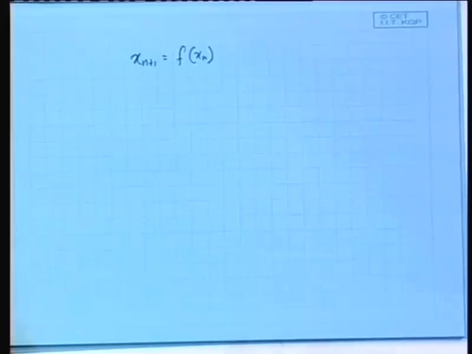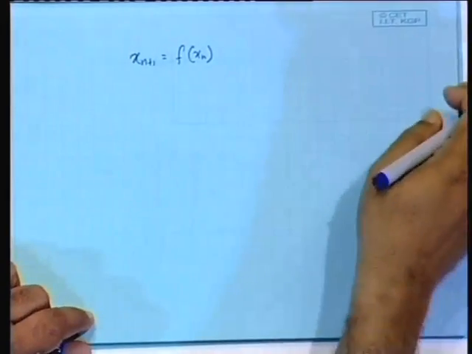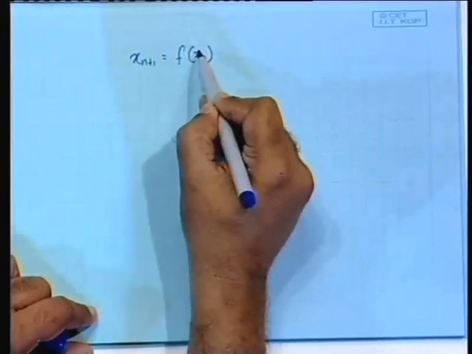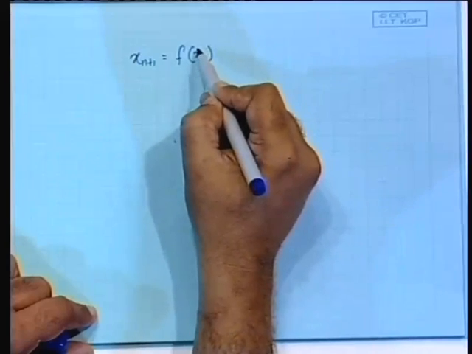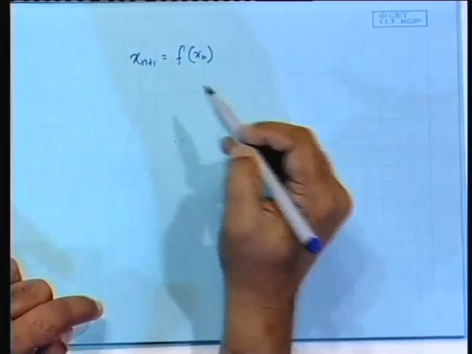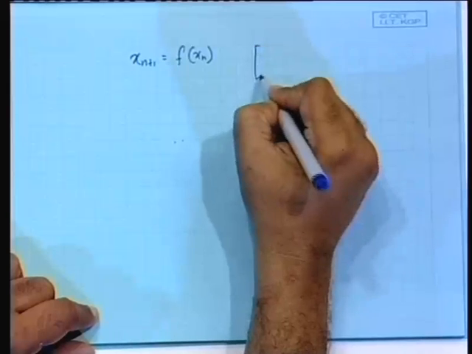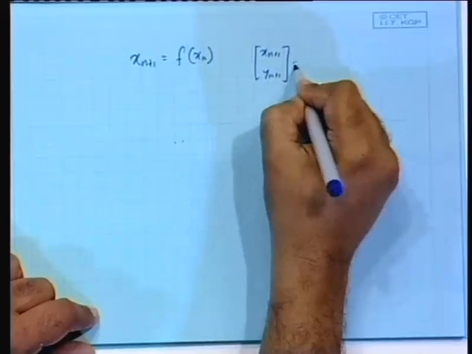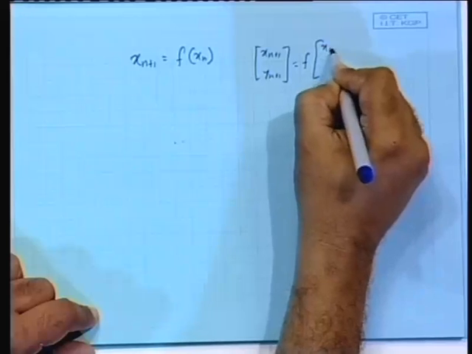Now, you can also say that these are vectors, that means (x_n, y_n) goes to (x_{n+1}, y_{n+1}). So, you have (x_{n+1}, y_{n+1}) given as a function of (x_n, y_n).